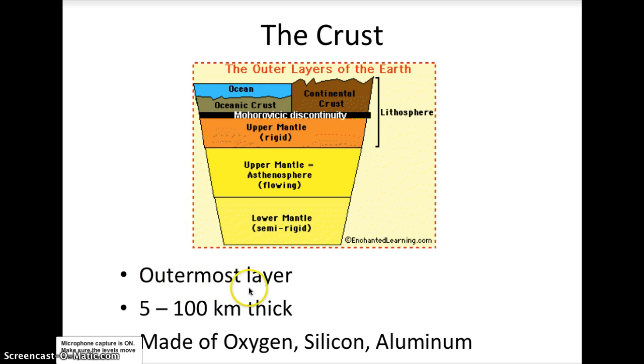Alright, the crust is the top layer. Well, or as this slide calls it, the outermost layer. It's 5 to 100 kilometers thick. It's made of oxygen, silicon, and aluminum. So that's where we're living now, on the crust. And here are the different parts of the crust. Got the continental crust, the oceanic crust. Alright, moving on.